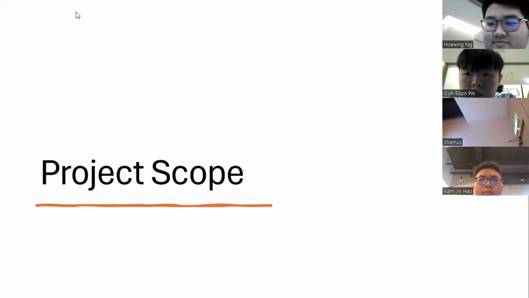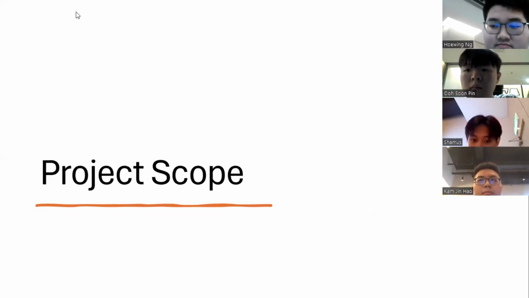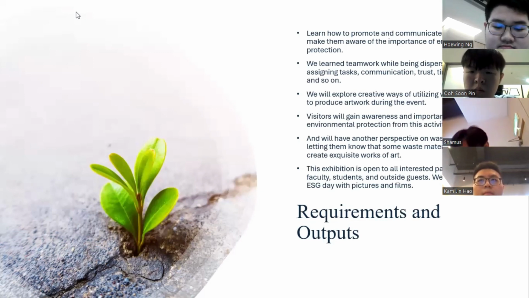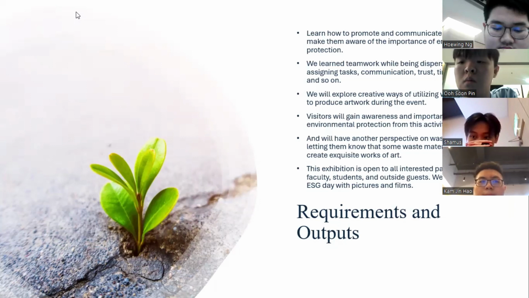Project scope. Now is the part of the project scope. Requirement and output. From this project, we learn how to promote and communicate to the visitors to make them aware of the importance of environmental protection.